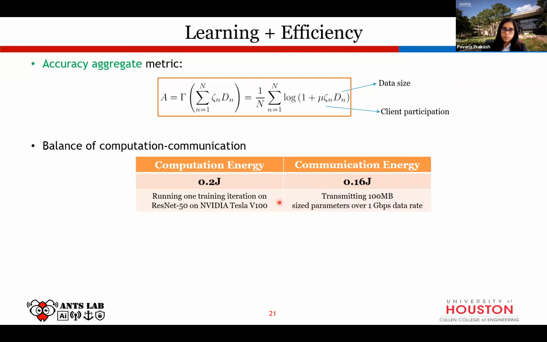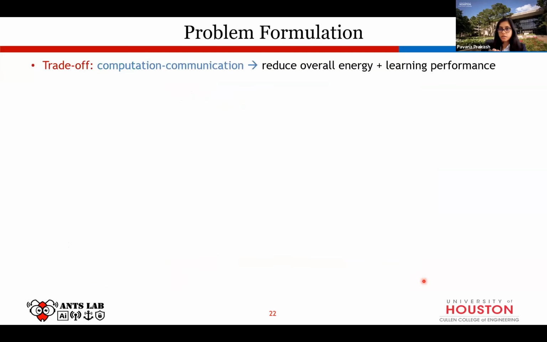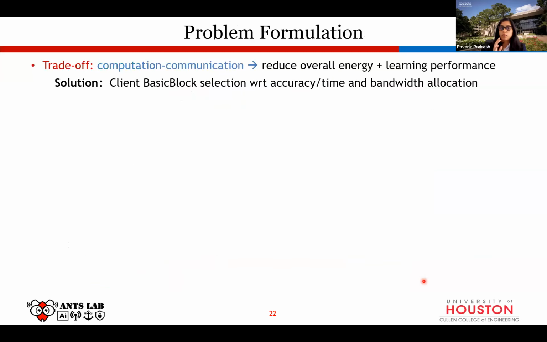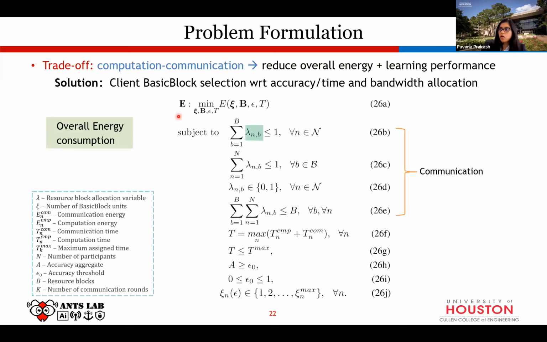And we try to balance the computation and communication energy because, as we see, there is not too much difference between the two. Our goal is to target learning plus energy efficiency while balancing computation and communication, and making sure that data and system heterogeneity of the devices are also taken care of. So we formulate the problem to find the basic block with respect to time, accuracy and bandwidth allocation in this fashion.